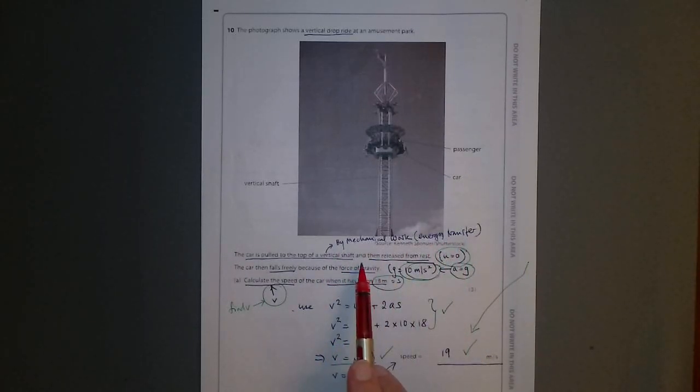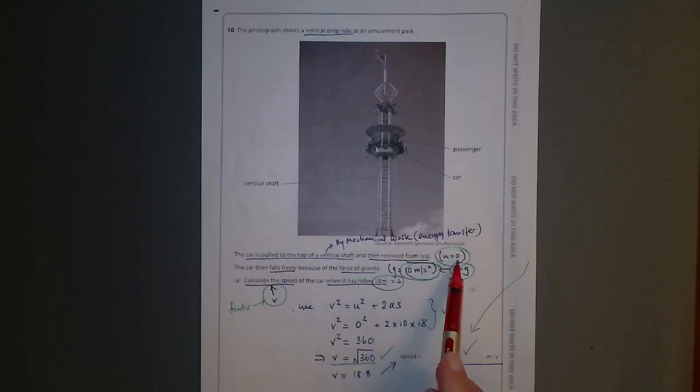To help you understand that it's the energy topic. And then released from rest. So released from rest means initial velocity is 0. The car then falls freely because of the force of gravity. Remember, g is 10 meters per second squared. Acceleration is gravity. In this case, acceleration due to gravity is 10. They want you to calculate the speed when it falls 18 meters.